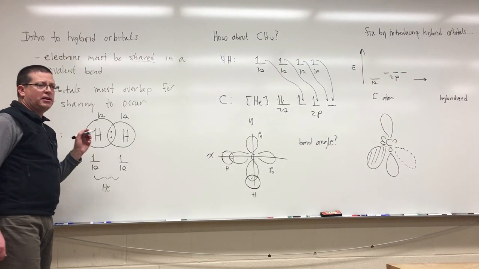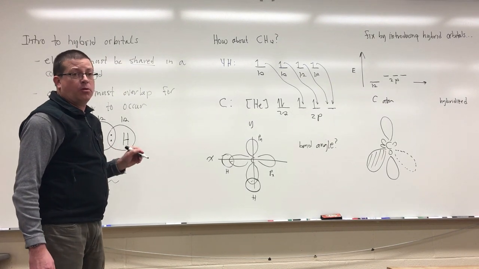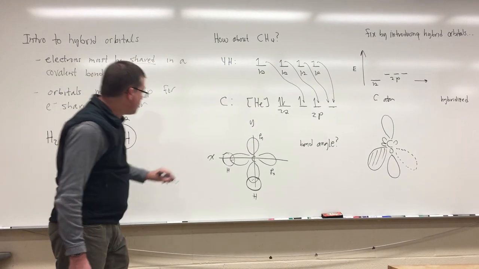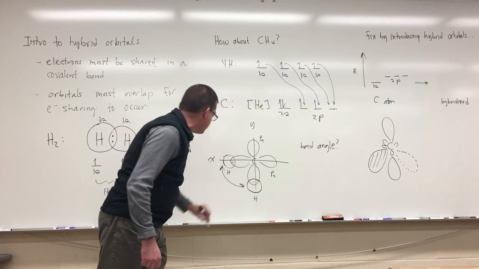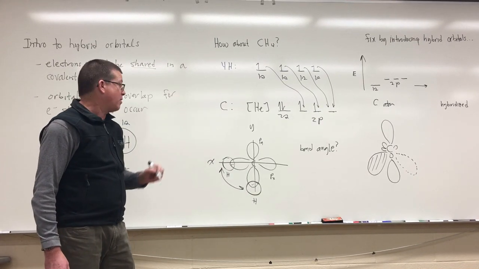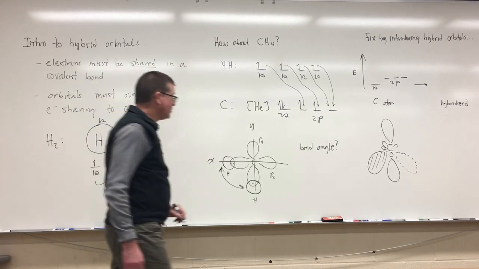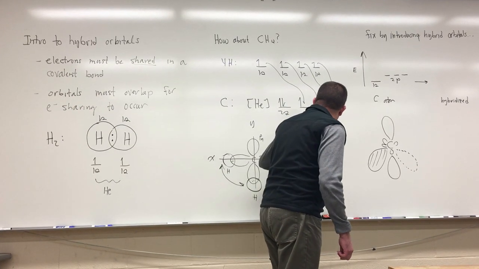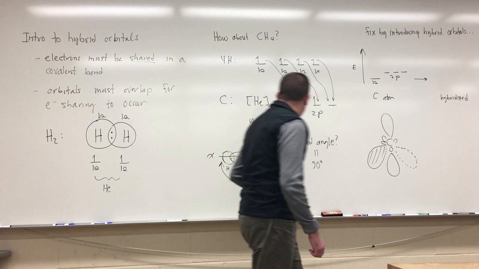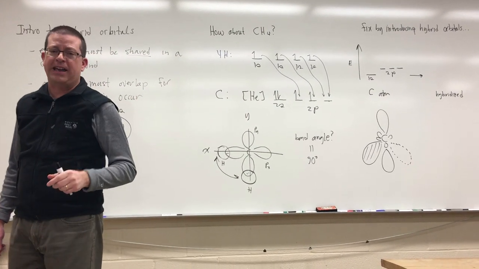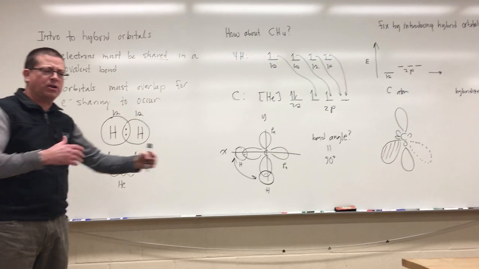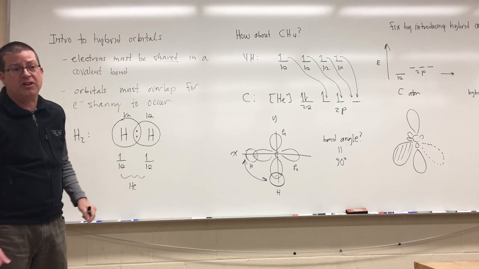Now, if you look at this, what sort of a bond angle or geometry does this then represent? Since we're actually stuck within our Cartesian coordinates here, that bond angle is going to turn out to be 90 degrees, okay? That's defined by the geometry of the PX and the PY and even the PZ orbitals. They're all going to be 90 degrees relative to each other.